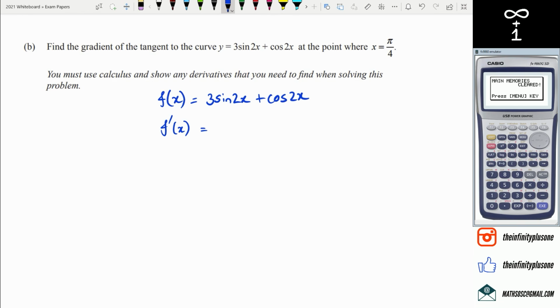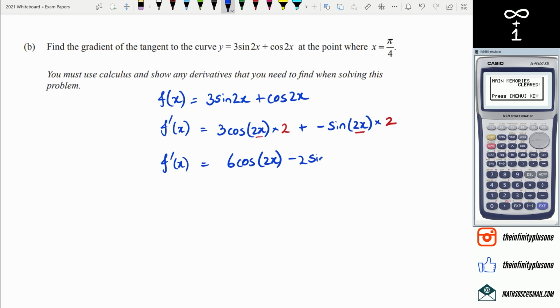Now sine 2x differentiates to cos 2x. And of course, I've got to multiply by the differentiation of whatever's inside the bracket. In this case, it's 2. Plus cos 2x differentiates to negative sine 2x, actually. And once again, I've got to multiply by the differentiation of whatever's inside the bracket, which is going to be 2 in this case. So f dash of x could be rewritten as 6 cos 2x, not plus, minus 2 sine 2x. Now at this point, we are trying to find the gradient when x is equal to pi over 4.